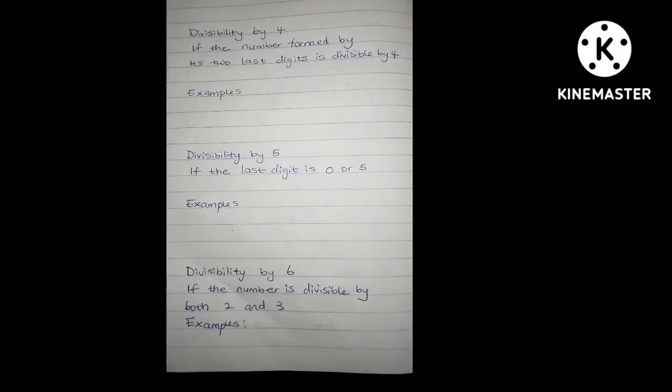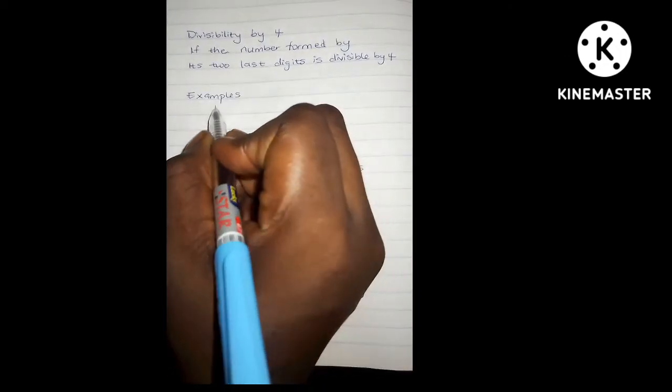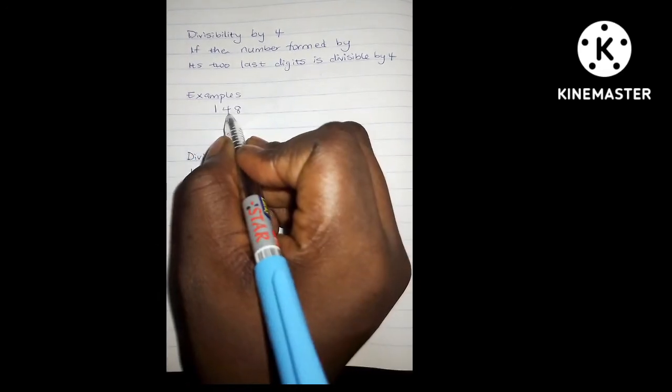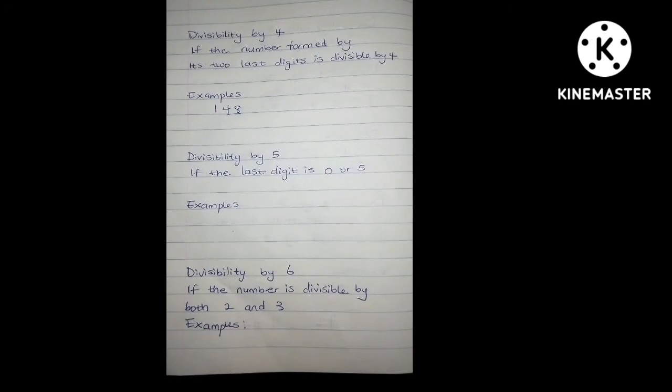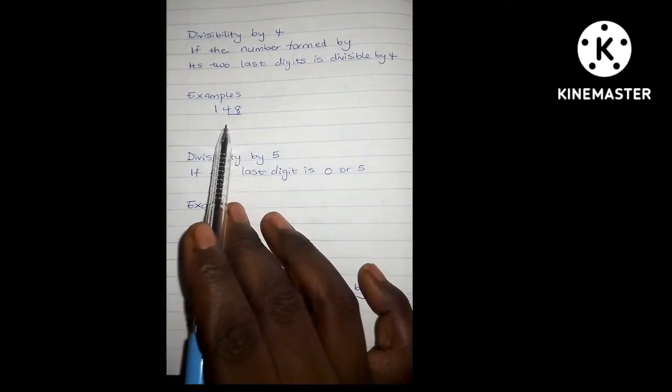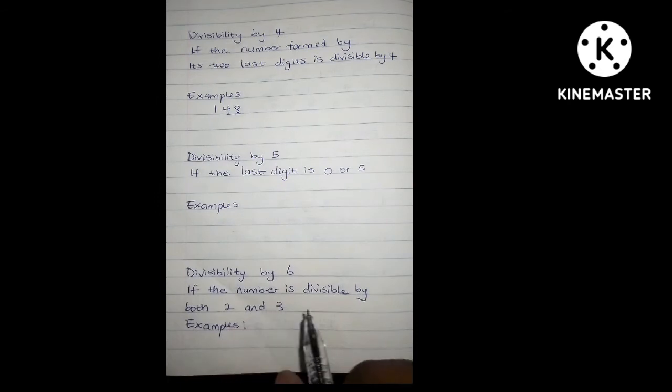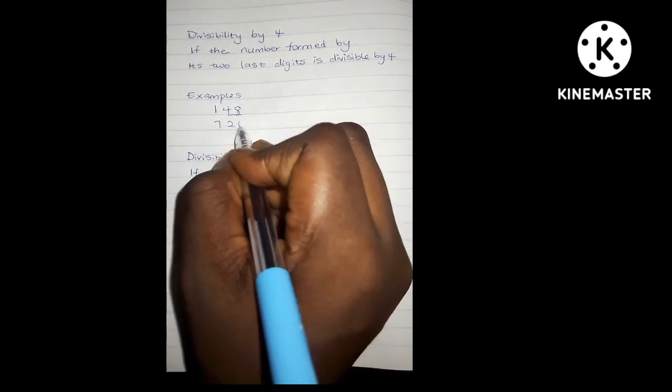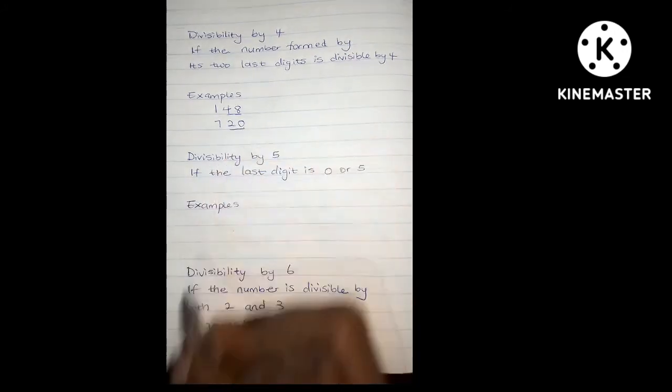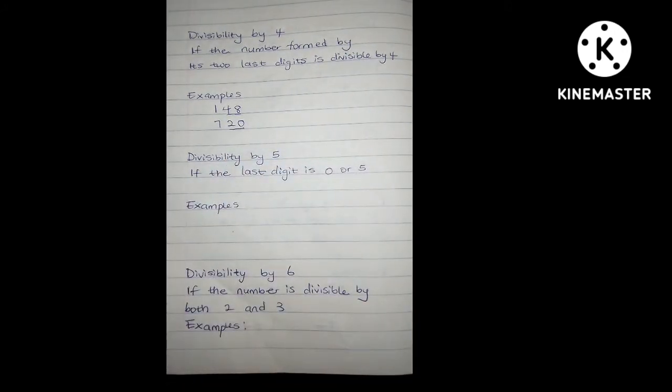Guys, the next is divisibility by 4. If the number formed by its two last digits is divisible by 4. For us to know if a number is divisible by 4, the two last digits must be divisible by 4. And examples of such numbers, we have 148. Taking a look at the last two digits, it is divisible by 4. So this number is divisible by 4. Alright, another one we have 720. The two last digits here are 20, which makes it divisible by 4.